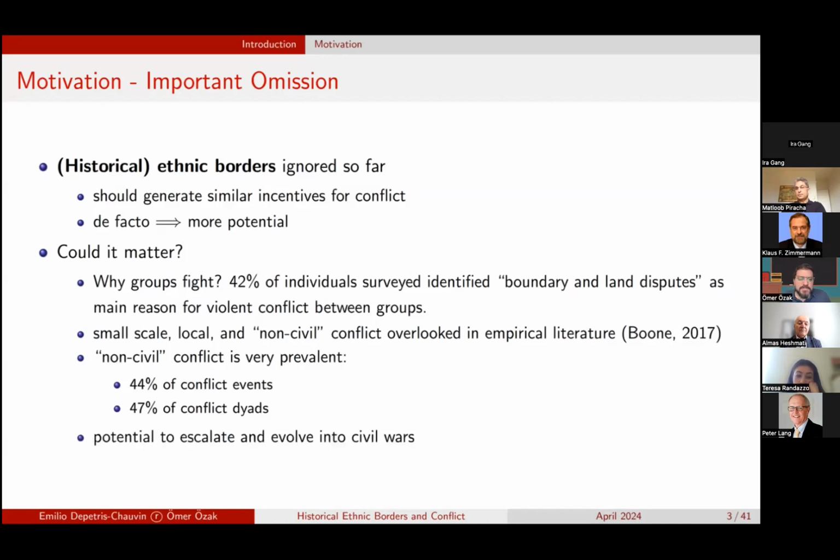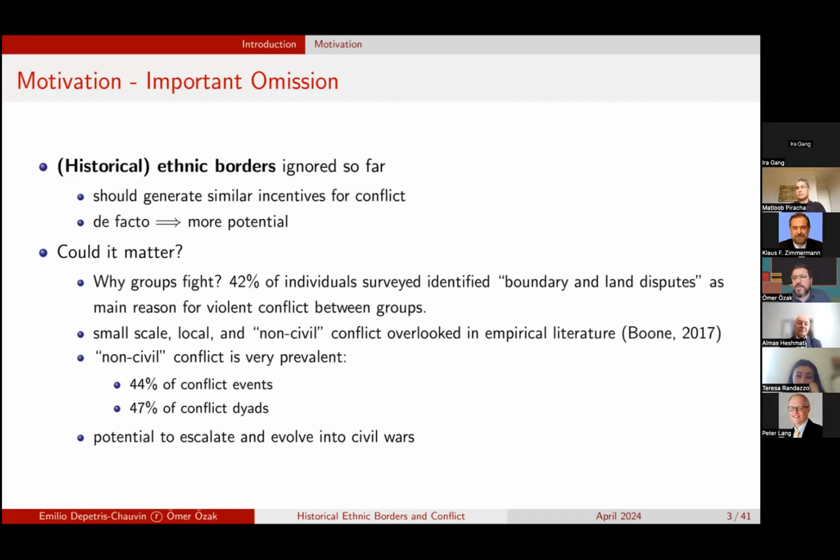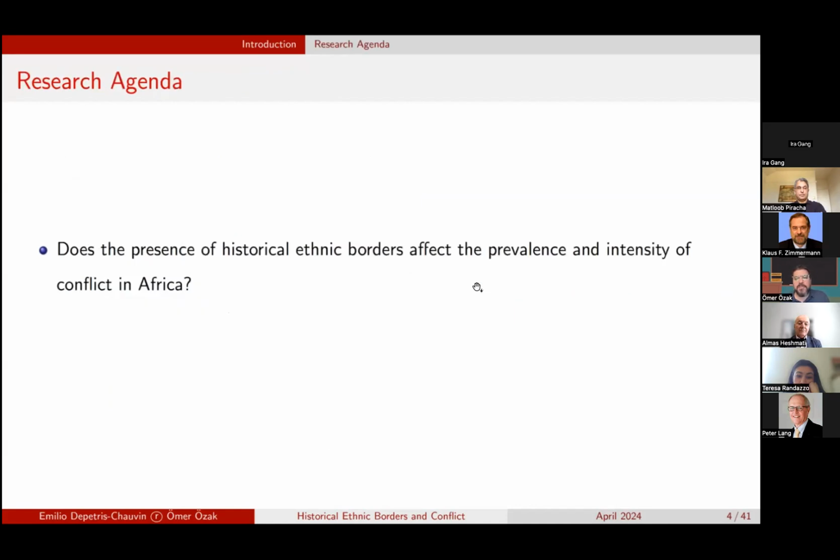Moreover, these more local non-civil conflicts have the potential to escalate, and there are lots of examples where they escalate to actual civil wars. So it seems like ignoring this type of historical ethnic borders and the type of non-civil conflict may be an important aspect of the problem that has not been studied. What we're going to do is start to understand whether historical ethnic borders affect the prevalence and intensity of conflict in Africa.